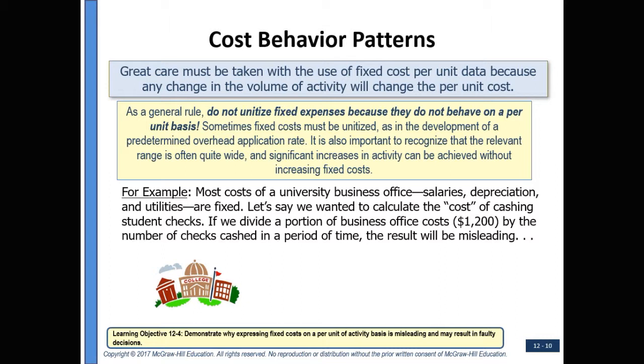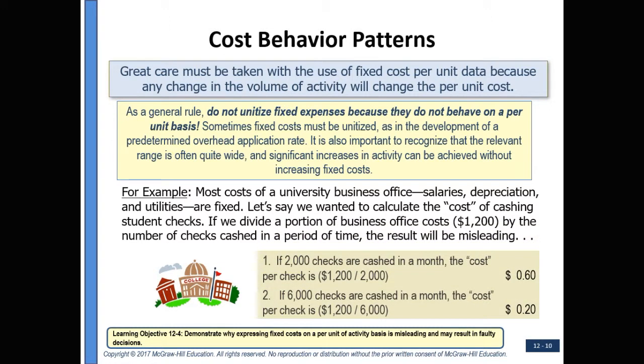So, for example, most costs of a university business office, salaries, depreciation, and utilities are fixed. Let's say we wanted to calculate the cost of cashing student checks. We divide a portion of the business office costs, $1,200, by the number of checks cashed in a period of time. The results will be misleading. If 2,000 checks were cashed in a month, the cost per check is 60 cents. But if 6,000 checks are cashed in a month, the cost would be 20 cents. This is because most of those costs are fixed. They don't change based on the behavior of the activity.